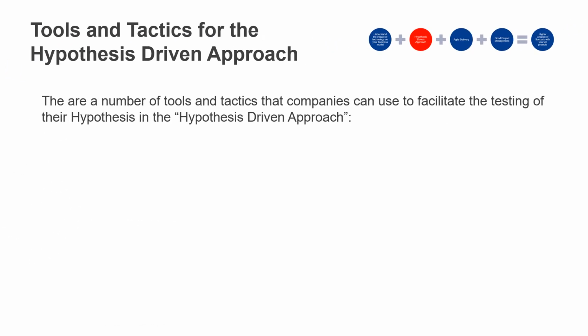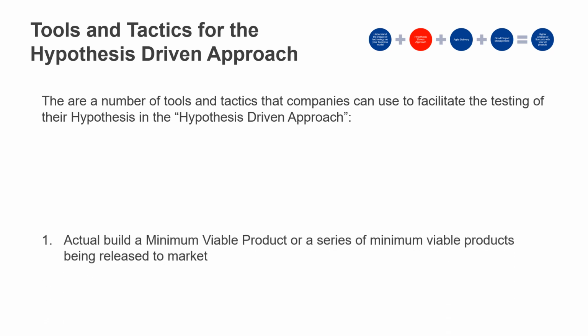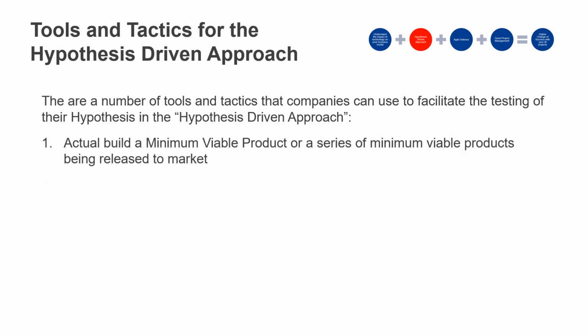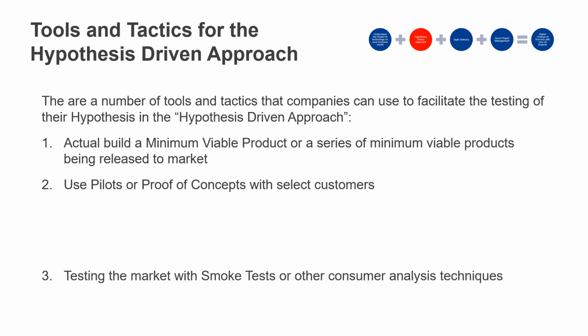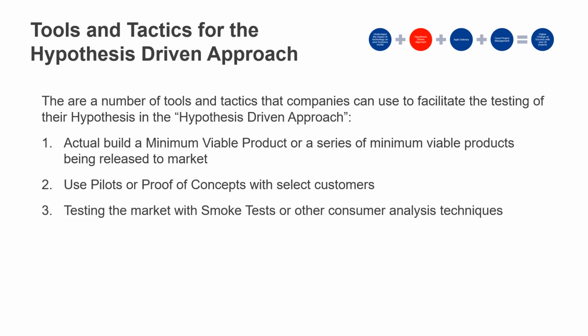There are a number of tools and tactics that people use when they're adopting a hypothesis-driven approach. One of them is to create a minimum viable product, as I said, or a series of minimum viable products to release to the market. Also, you can use what we refer to as pilots or proofs of concept. So you're not actually building a production system. What you're doing is building something out and demonstrating it to people to see if it works or if they like that solution. And then people also do things like smoke tests and other consumer analysis techniques.